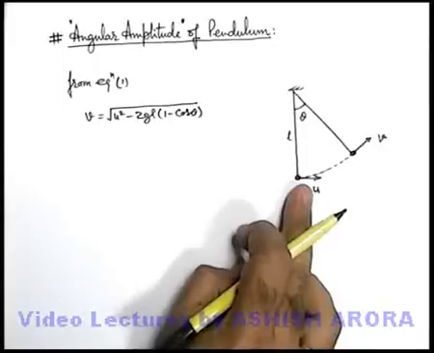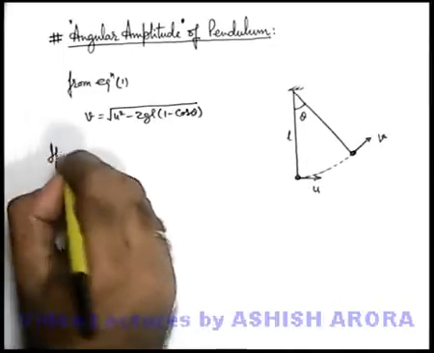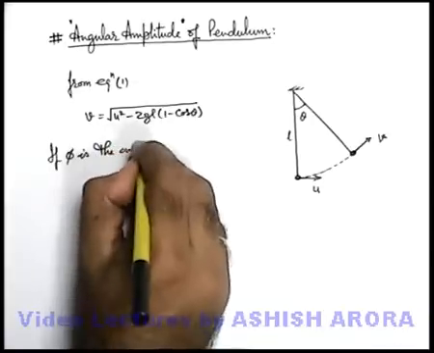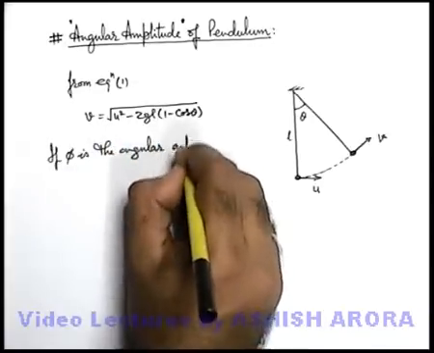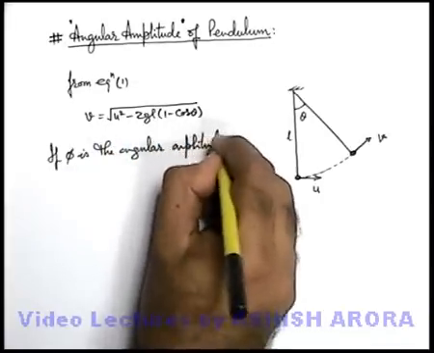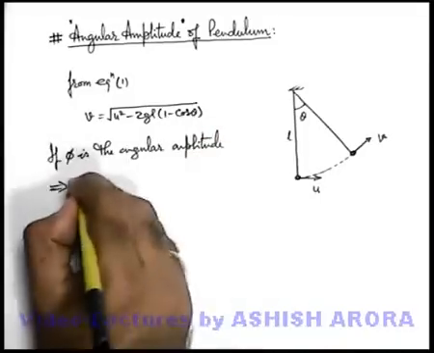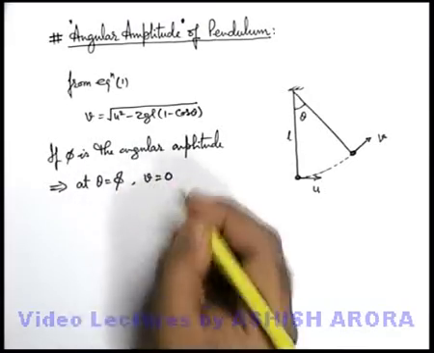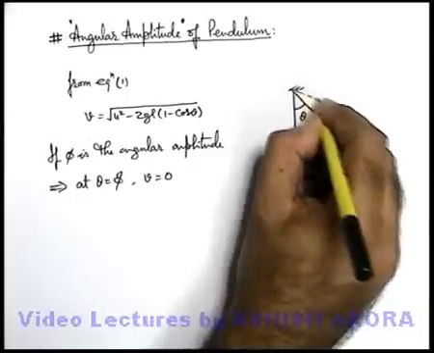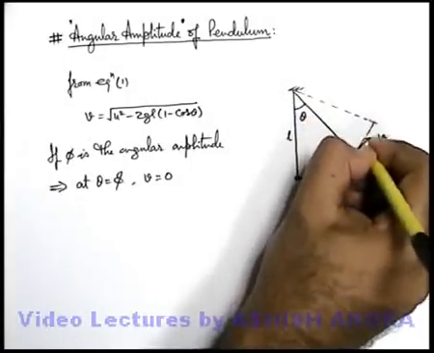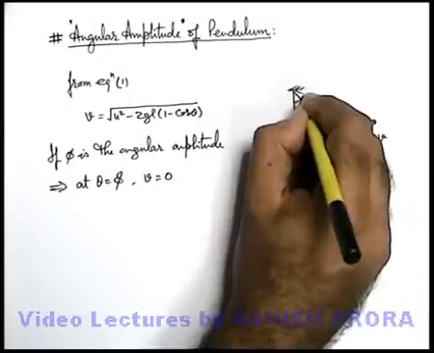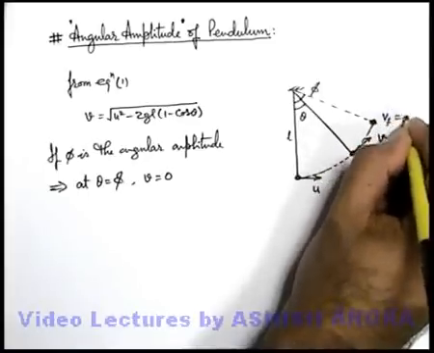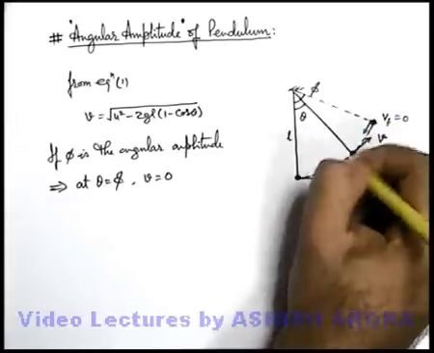of this pendulum. So we say if phi is the angular amplitude, this implies at theta is equal to phi, the final velocity has to become 0. Say the bob will reach this position where the total angle becomes phi, we can say its final velocity becomes 0 and then because of gravity it will come back.